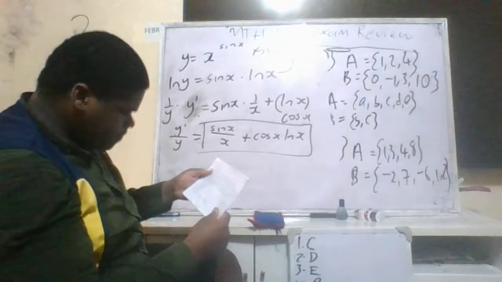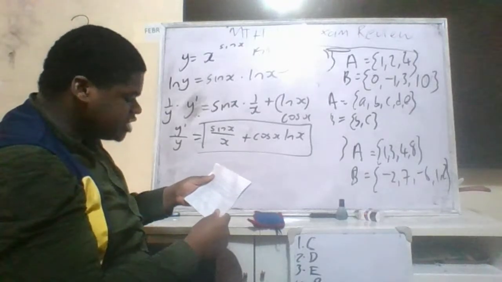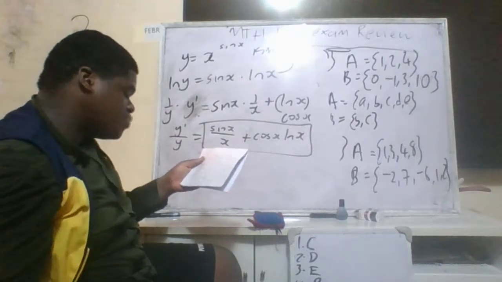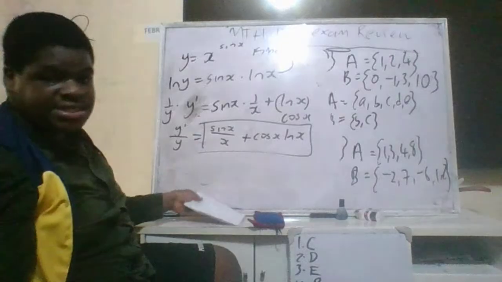Question 8. The domain of the function f of x is equal to 1 over the square root of x squared minus 3x plus 2 is dash.